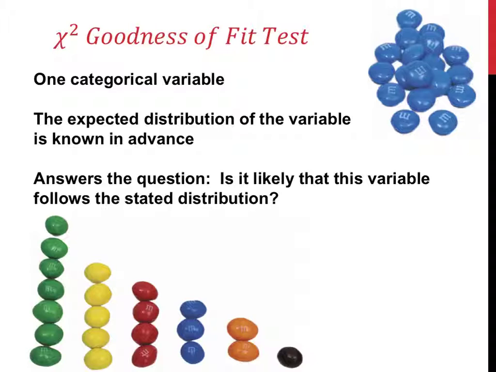And that's the key question that the chi-square goodness of fit test hopes to answer. Is it likely that this variable, in this case the categorical variable M&M color, follows the distribution that M&M Mars claims? Key points to remember here: it's a single sample and a single categorical variable.